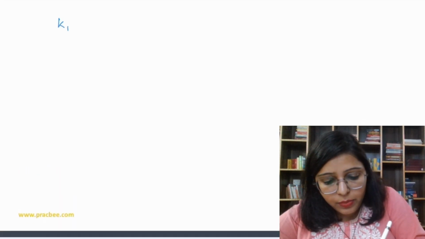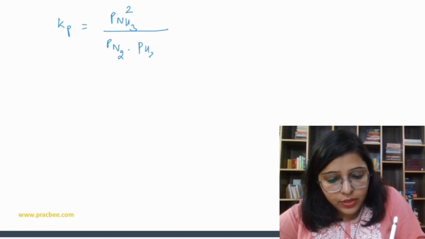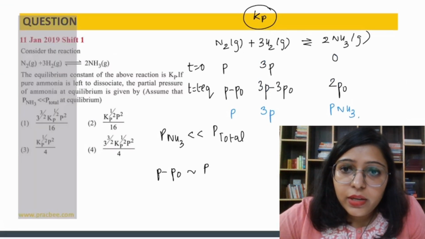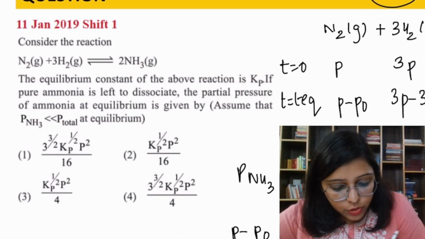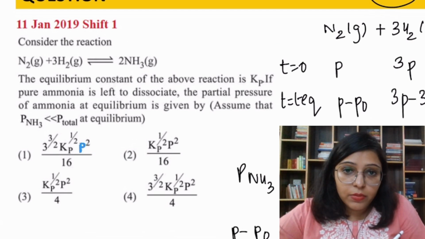So how to find out Kp? That is the pressure of NH3 squared upon the pressure of N2 and then the pressure of H2 cubed. This is small. If you see the options, here we have total pressure. P is actually the total pressure over here. P is total pressure.